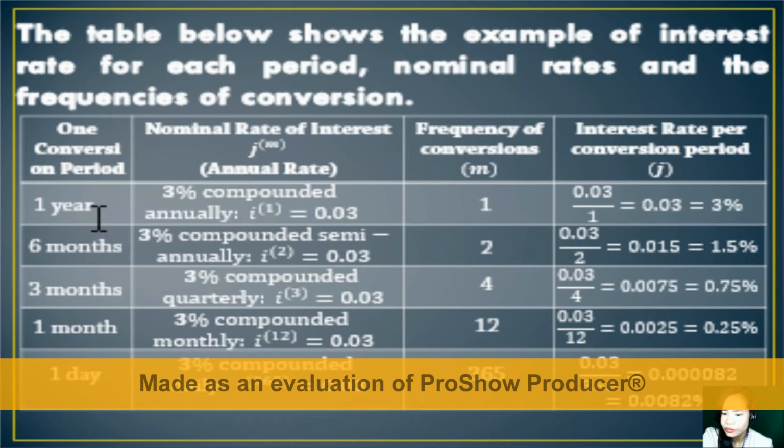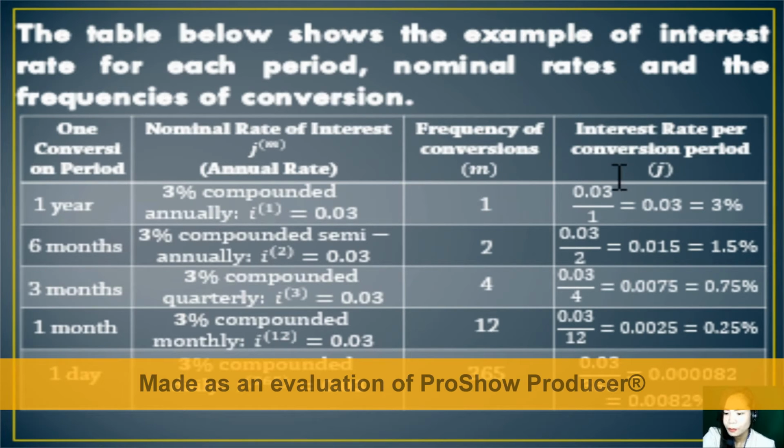So in the first year, if 3% is compounded annually, meaning I to the power of 1 for the first year, that is 1, equals 0.03. So you have 3 divided by 100, or you will move twice to your left. The answer is still 0.03. So the frequency of conversion here is 1. Why? Because in a year, there is also 1 year. So the frequency of conversion period is 1.